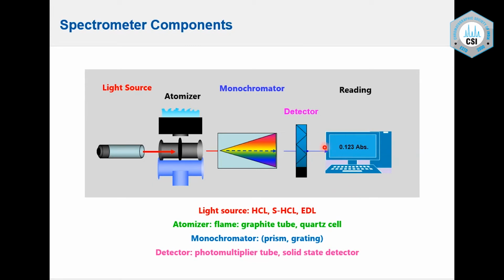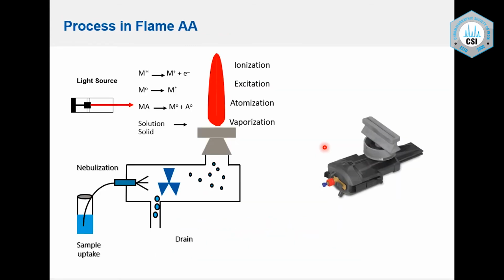So many safety interlocks are given to the AAS. The process is in flame, so whenever you aspirate a sample, the sample should be in liquid form. This sample is aspirated into the flame and atomized using the sample introduction system. How is the sample introduction system? It should be corrosion resistant and easy to access.